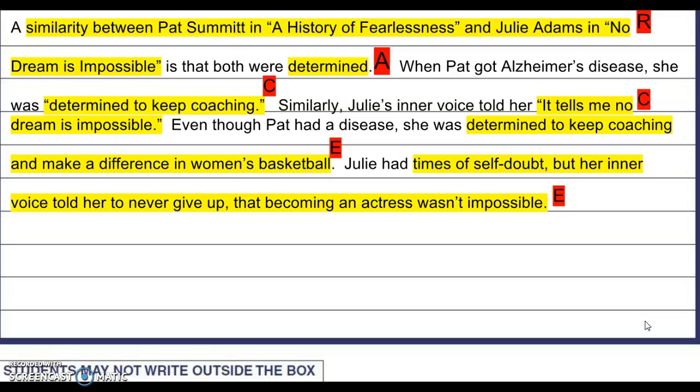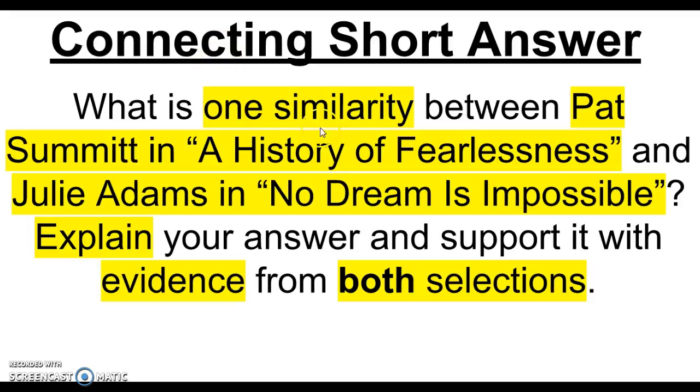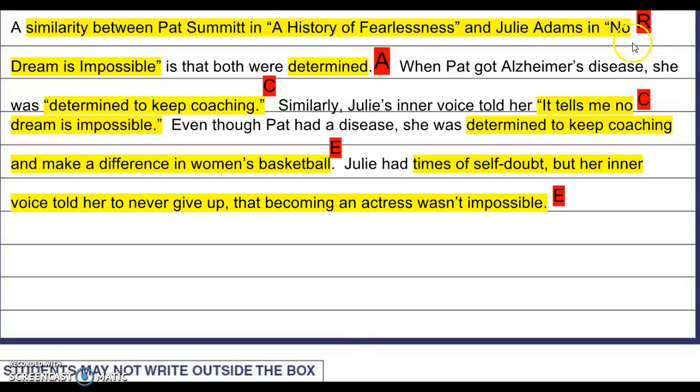So let's look at a sample. Now this one's going to be a little bit longer because we have to do double the work. Okay, in this case, we have to discuss both passages. So I want you to look at the first sentence. A similarity between Pat Summitt in A History of Fearlessness and Julie Adams in No Dream is Impossible. What did we do there? We restated. R stands for restate. I took all of these words directly from this question. Similarity, Pat Summitt, Julie Adams, and the 2 names of my text. Okay, all I did was restate it.